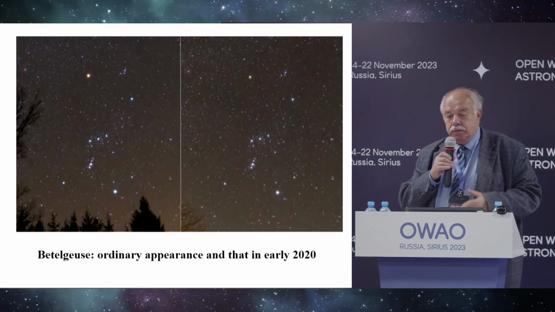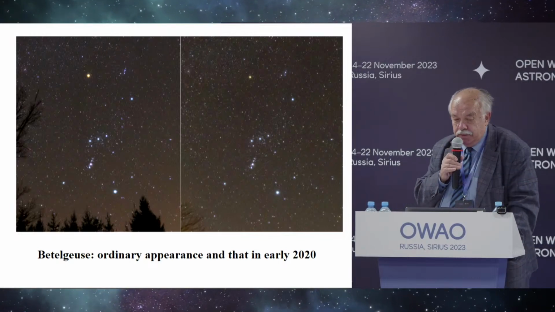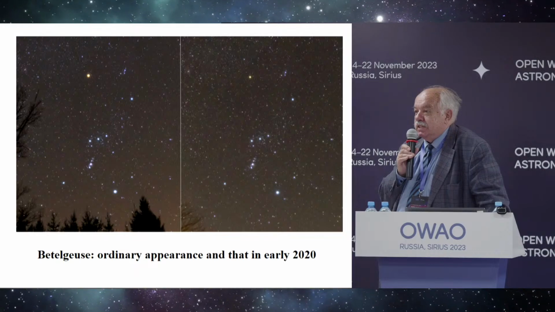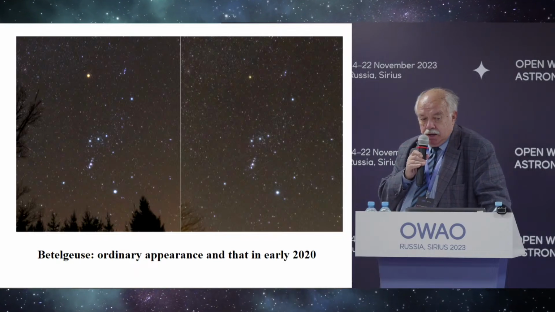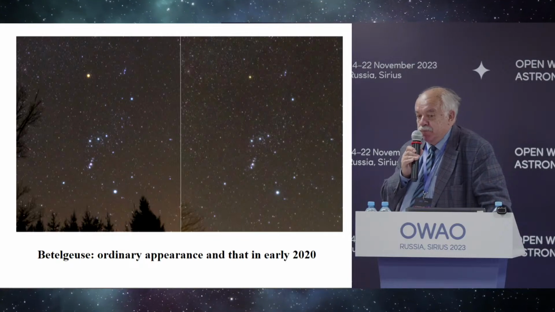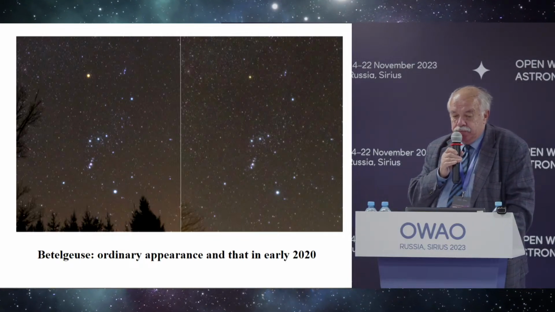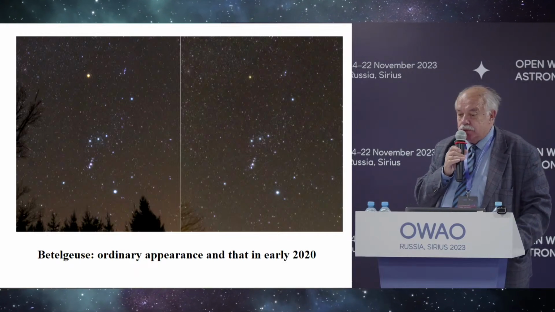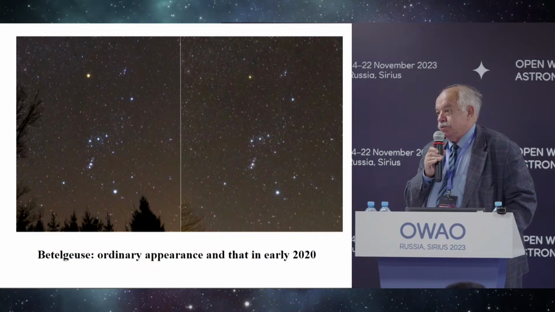For instance, in the year 2020, Betelgeuse became very, very faint. It is usually the star of the 0th magnitude. And that year, it was much, much fainter. I think on the screen you see this difference.